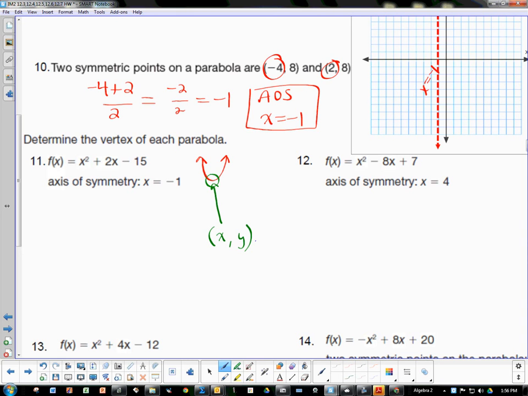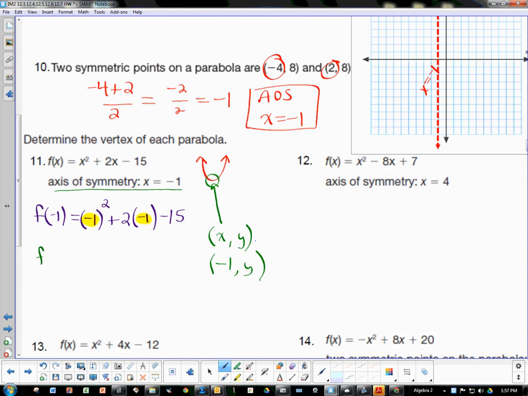Well, fortunately, we know the axis of symmetry. So this vertex is going to be -1 comma y. Well, I don't know what that y is, so all I have to do is take this -1 and plug it in. So we're going to find f at -1 is equal to -1 squared plus 2 times -1 minus 15. So you can see immediately what I did: I plugged in a -1.